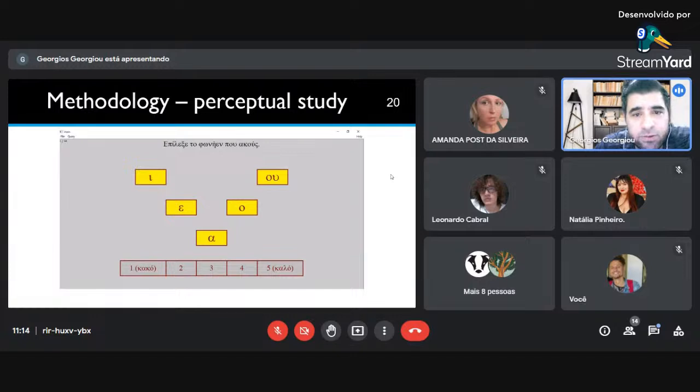Here you can see the script. So they listened actually to a vowel, to the English vowel, and they had to match it with the orthographic label of the Cypriot Greek vowels.